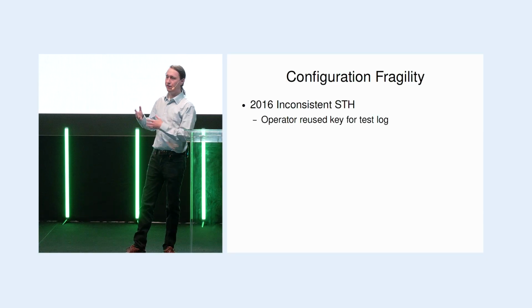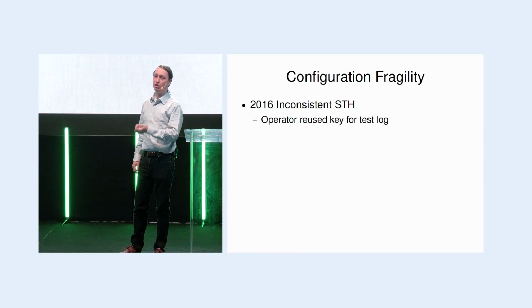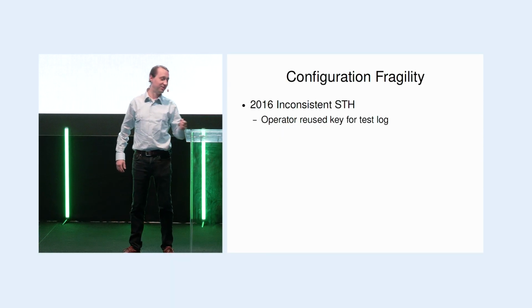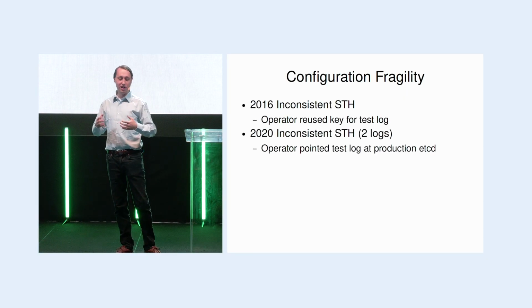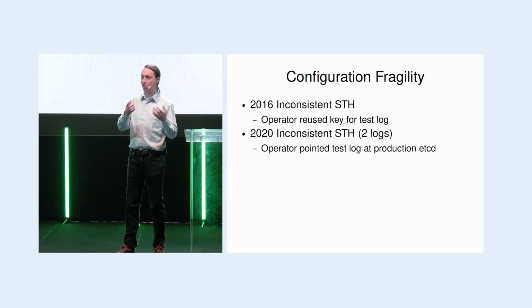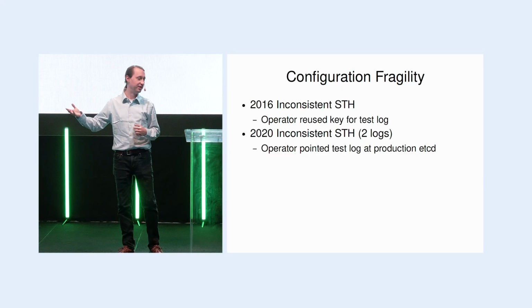And finally, configuration fragility. In 2016, a log operator used the same private key for their test and production logs, which led to the production of inconsistent STHs. In 2020, a log operator configured their test log to use their production etcd cluster. This made the log software very confused. Writes went to the wrong place, and inconsistent tree heads were signed for 2 of their logs, killing them.